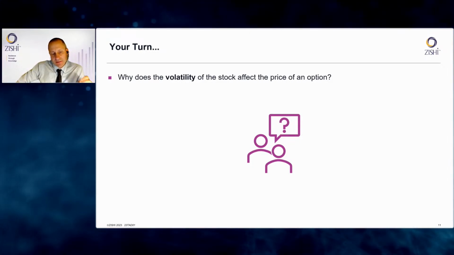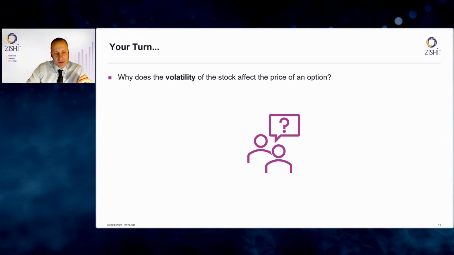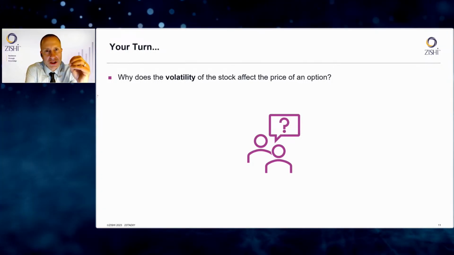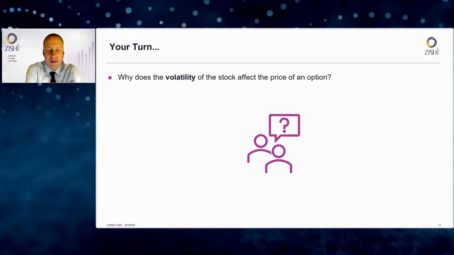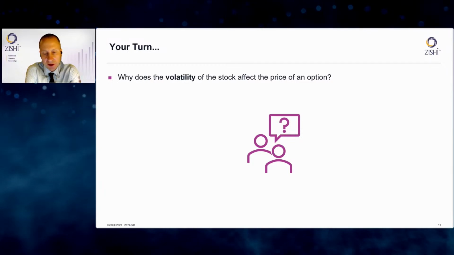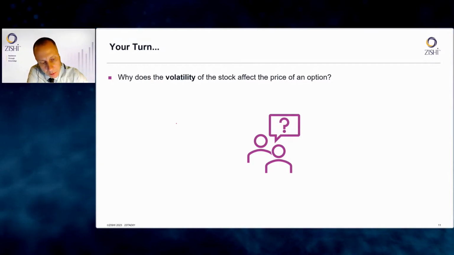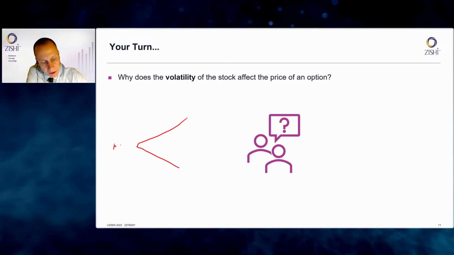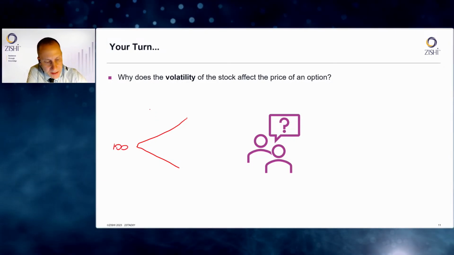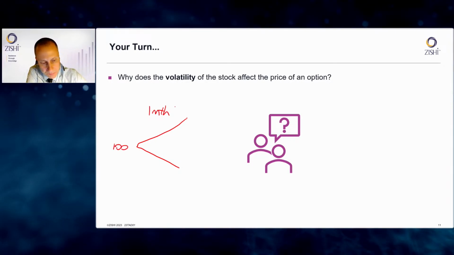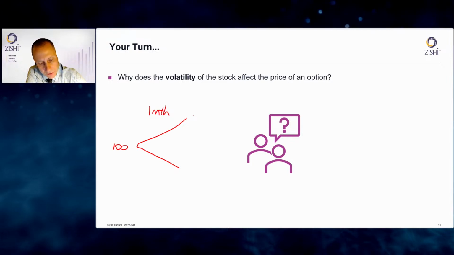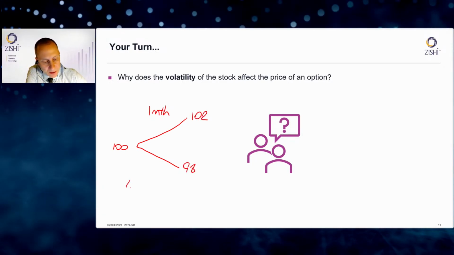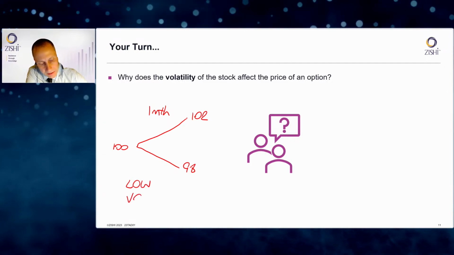Yeah, it's really interesting, the effect of volatility, because what we're talking about here is not a change in the probability that a stock moves up or down. If I've got a low volatility stock, it might look something like this. It's trading at 100 today, but let's say in 1 month, it can move to, I don't know, 102 or 98. That would be a low volatility.